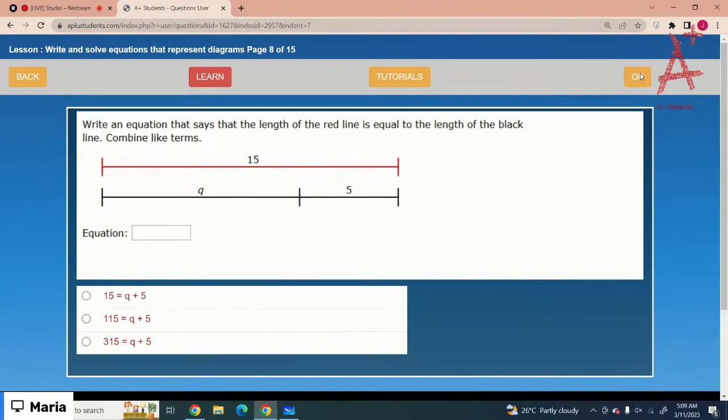Write an equation that says the length of the red line is equal to the length of the black line, combine like terms. So which is the correct option? So the correct option is 15 equals q plus 5. Got it? Option number 1 is the correct option.